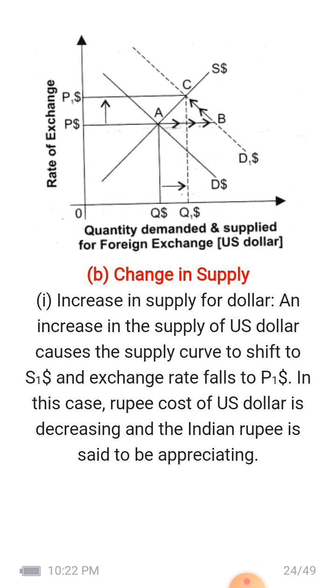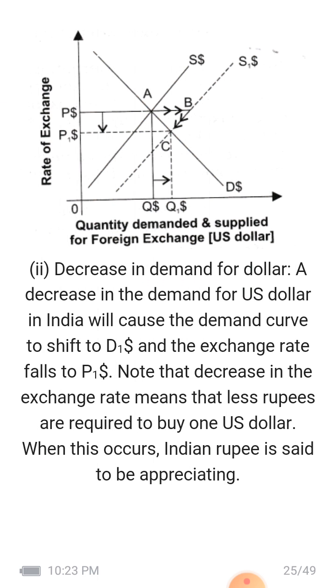Understand this. Change in supply. If there is an increase in the supply of US dollars, it causes the supply curve to shift to S1 and the exchange rate falls to P1. In this case, the rupee cost of the US dollar is decreasing and the Indian rupee is said to be appreciating, meaning the value of the rupee is increasing.